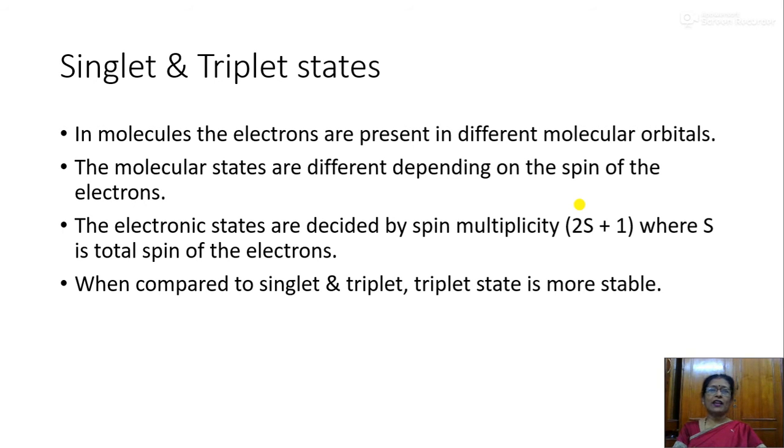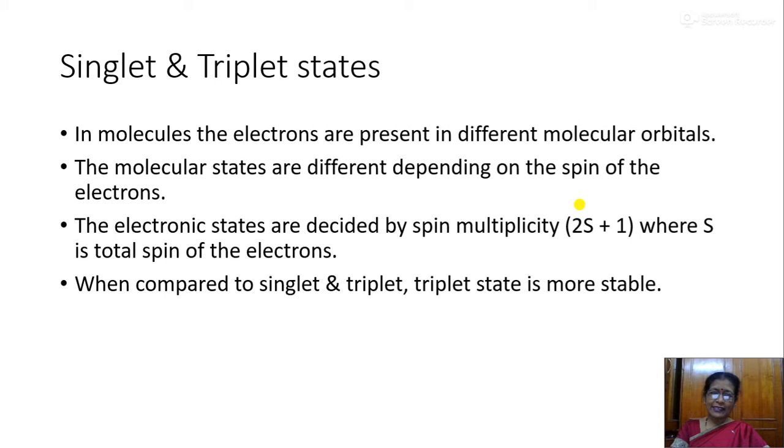Now let us see what singlet and triplet states are. In molecules, the electrons are present in different molecular orbitals. I think you know what orbitals are: s, p, d, f orbitals. The molecular states are different depending upon the spin of the electrons.